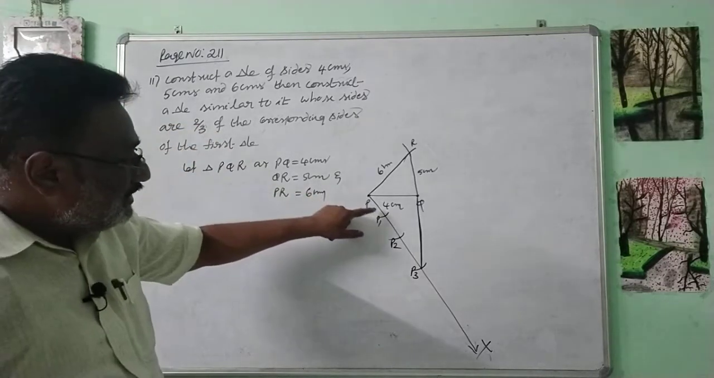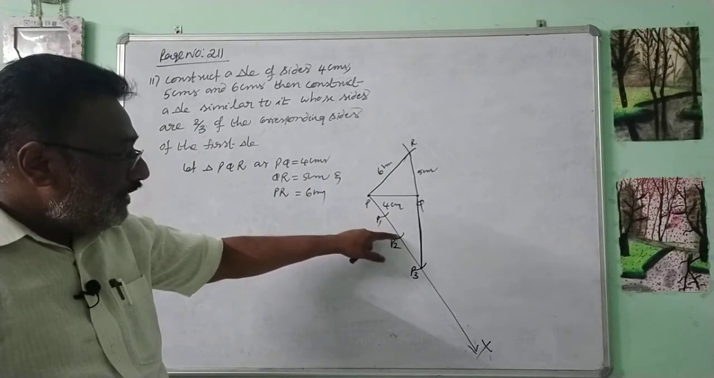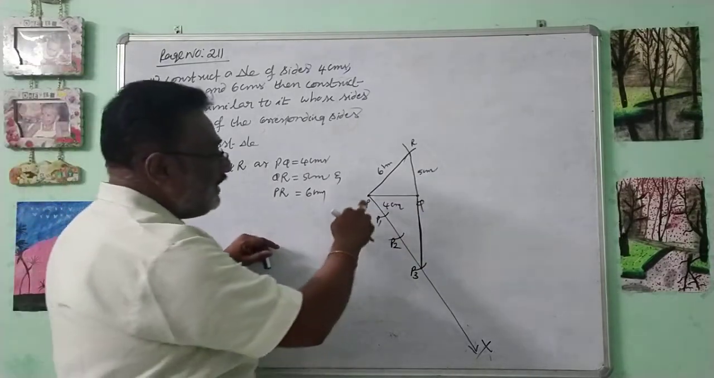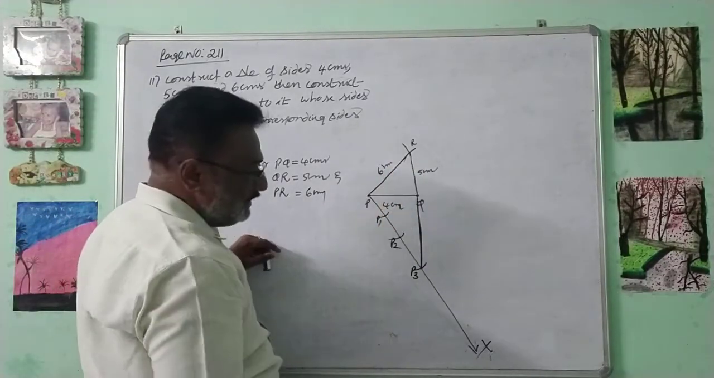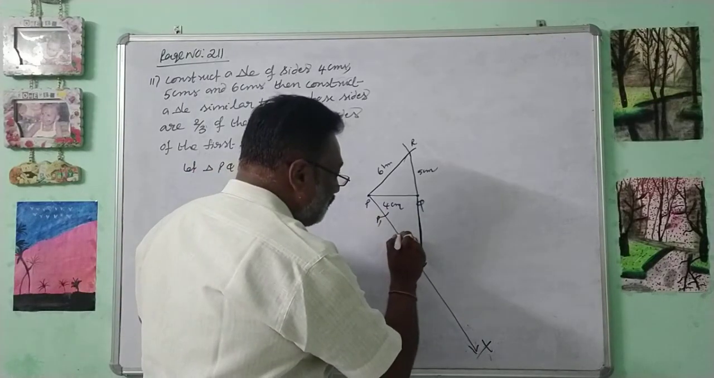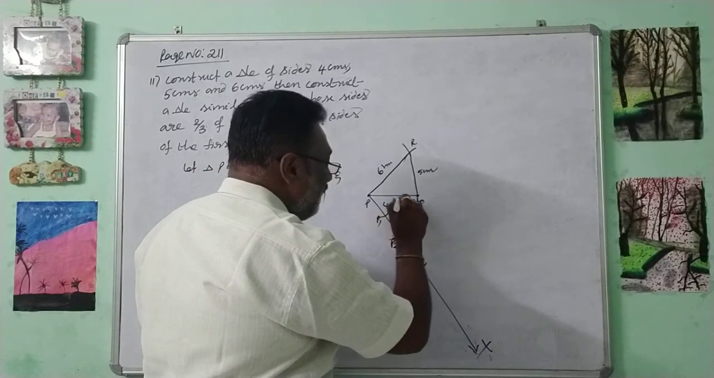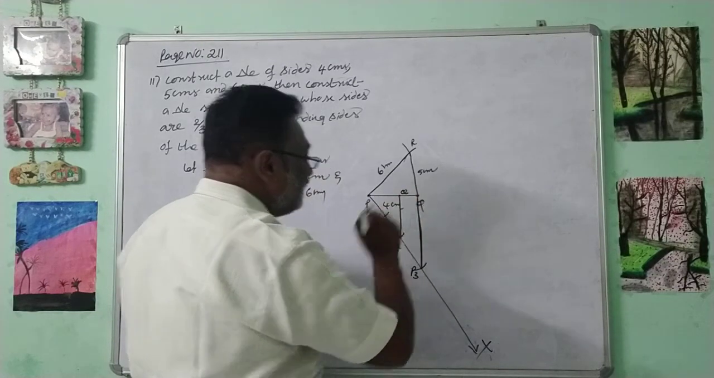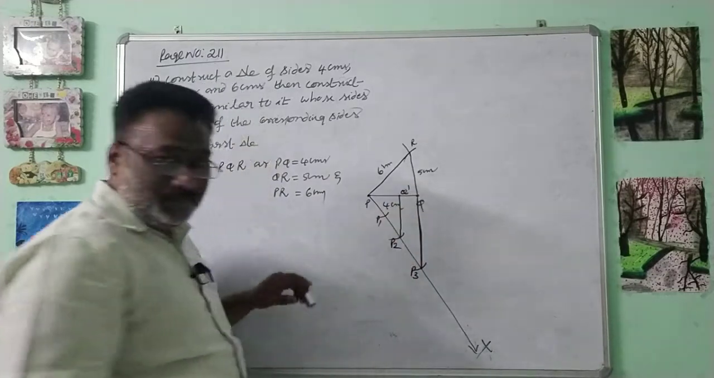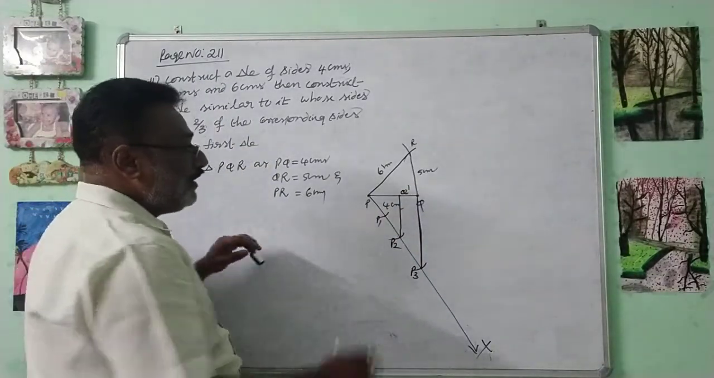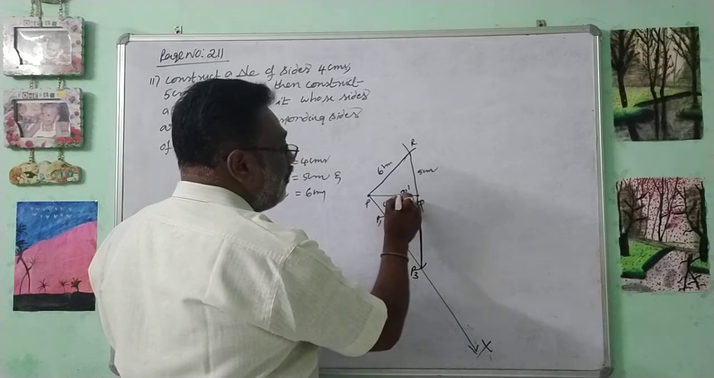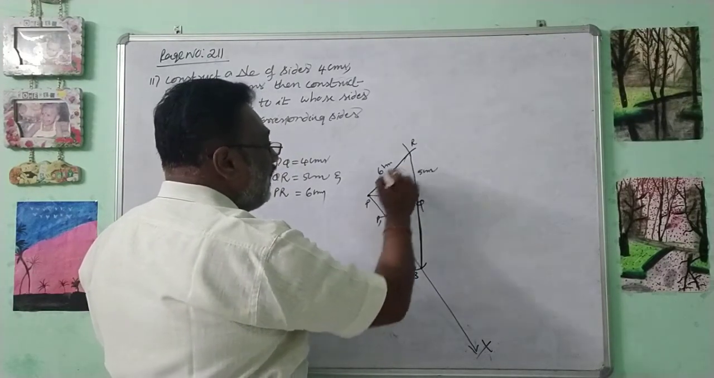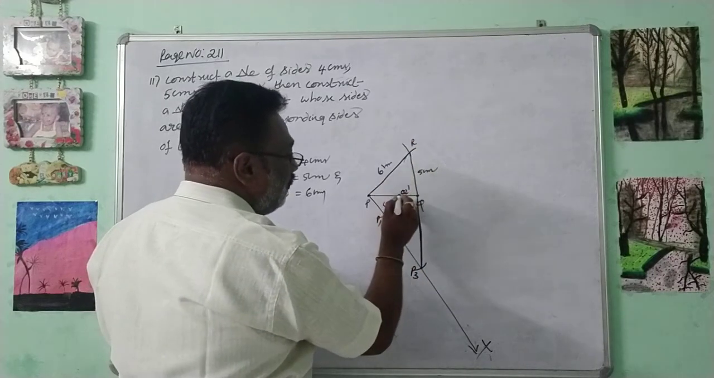That means from this second point we need to draw a parallel line to P3Q to meet PQ in Q dash. Through P2 we are drawing one parallel line to P3Q to meet PQ in Q dash. Then through Q dash one more parallel line we need to draw parallel to QR to meet PR in R dash.